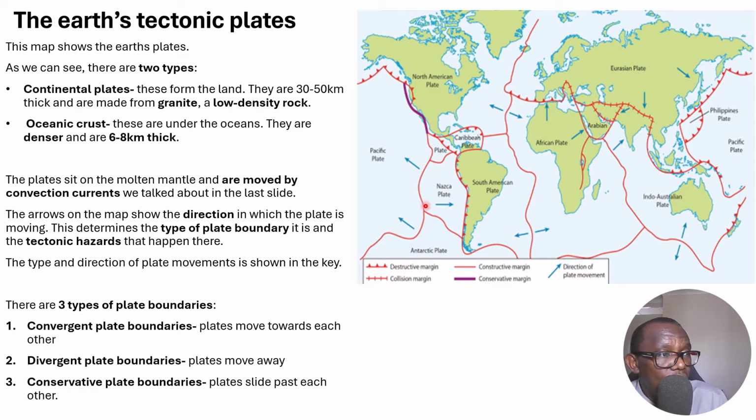Then we also have divergent plate boundaries, which is where plates are moving away from each other. An example of that is the Pacific plate here and the Nazca plate. Those are moving away from each other, and that is forming a constructive plate margin that we shall talk about a little later on. Then we also have conservative plate boundaries, and at conservative plate boundaries, the plates are trying to slide past each other.